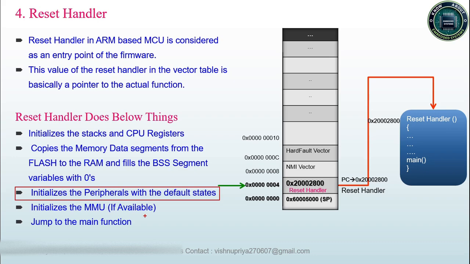If there is any memory management unit, or any memory protection unit, if it is available, that also gets initialized during your reset handler. Upon doing all those things, the main program will start executing. After doing all the initialization in the reset handler, the processor will jump to the main program. So from the main program, our user code will start executing.